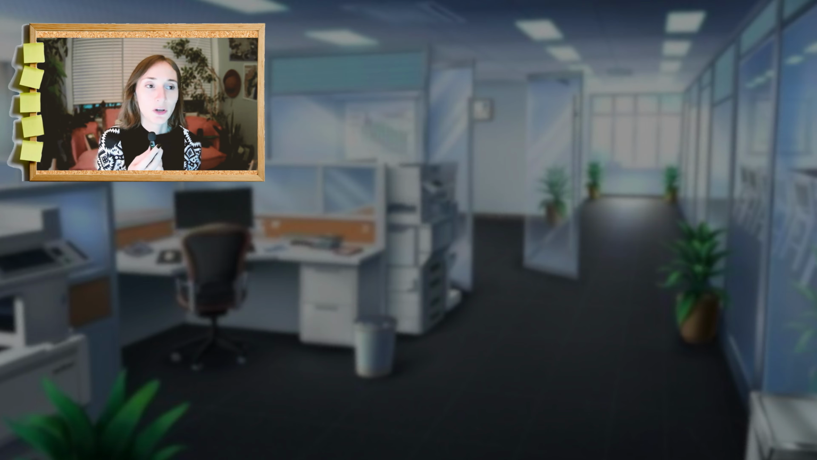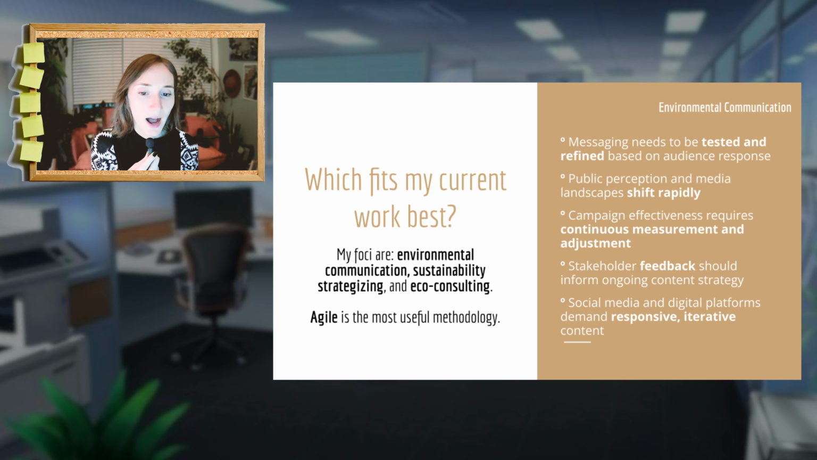To figure out which method fit my work structure, I looked mostly into my current field and where I want to go. But this analysis is also informed by past experience in a variety of different roles. For this moment in time and in my current work state, Agile is clearly the superior methodology.